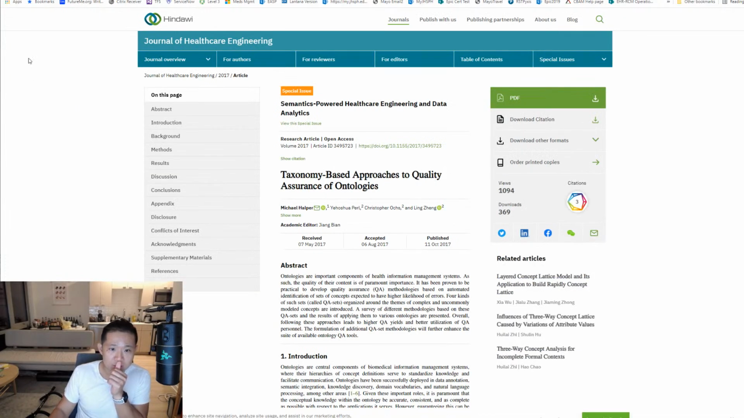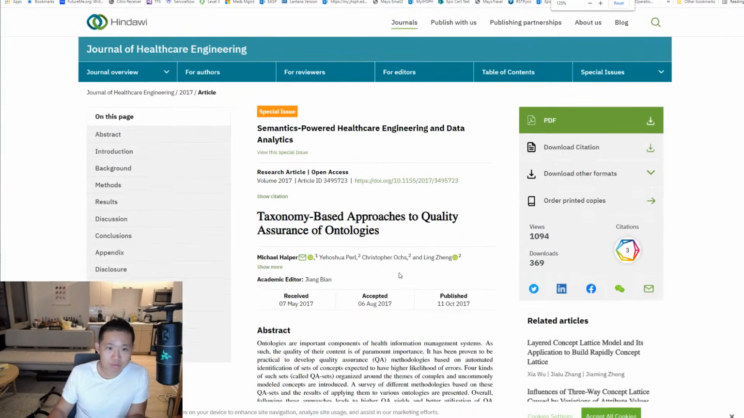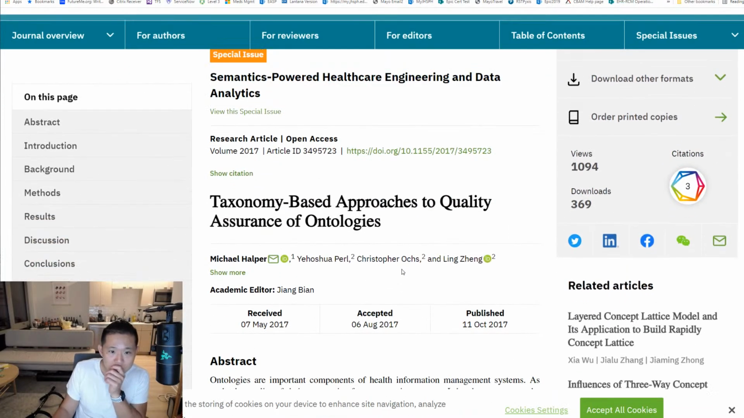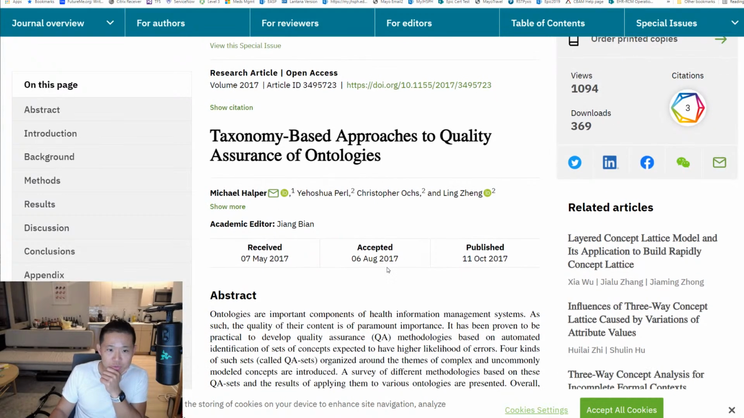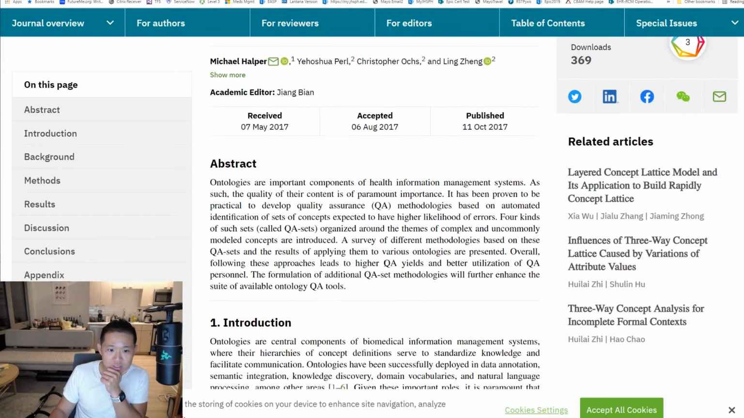Healthcare engineering. Let's see. Taxonomy-based approaches to quality assurances of ontologies.